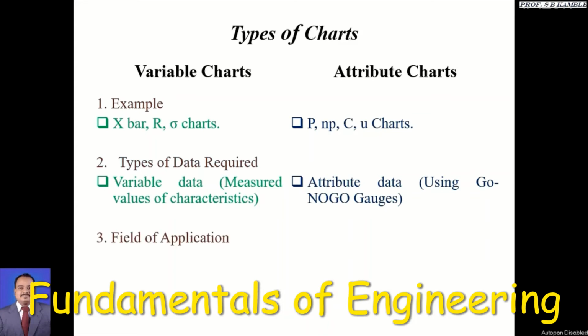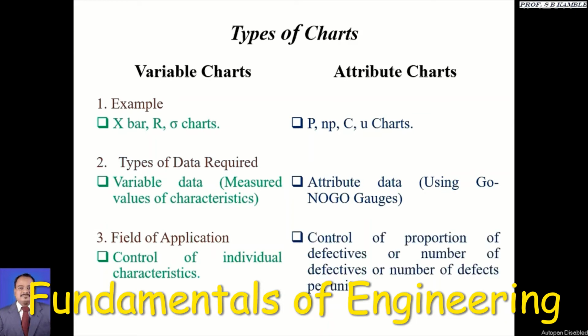Where do we use these charts, that is, the field of application? For control of individual characteristics, either length or width, all the individual characteristics we can control by using variable charts. And attribute charts are used for the control of the proportion of defectives, number of defectives, or number of defects per unit. The conformance and non-conformance give the defect and defective product, and these we can control by using attribute charts.